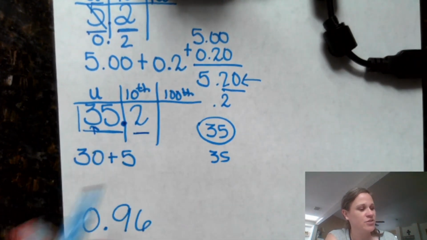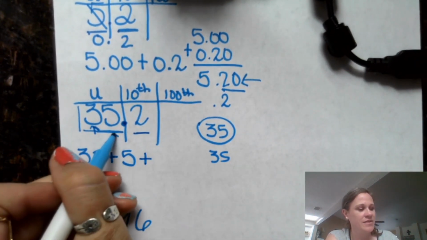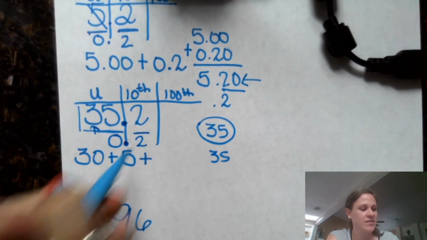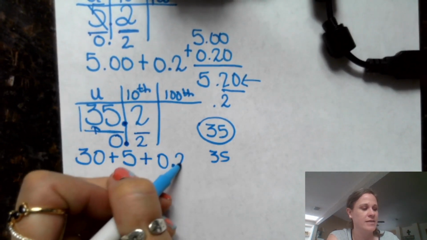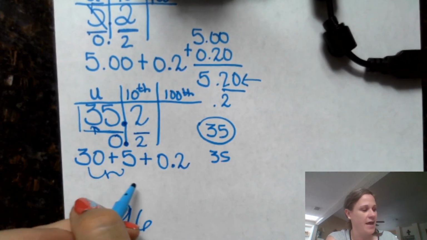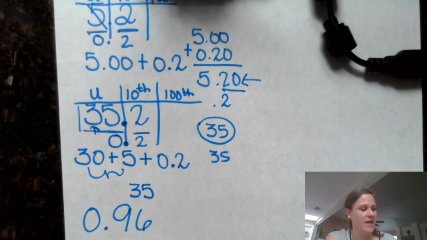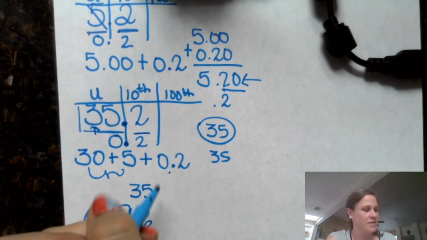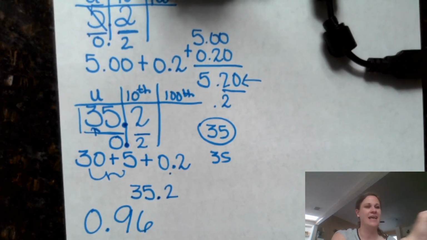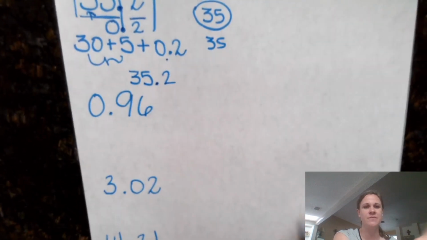Then I see my 2 in the tenths. Remember, write the 0, and you don't have to write double zeros, just 1 0 is fine. And that's a 2, that equals 2/10. If I were to stack these back together, 30 plus 5 is 35, and then I could say plus 2/10. And that equals 35 2/10. Okay, let's do the next one down.